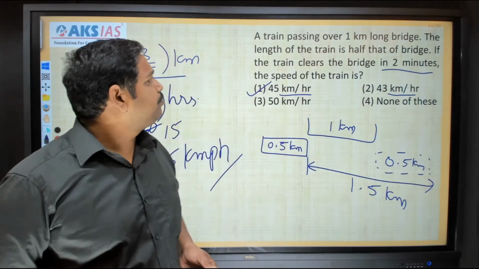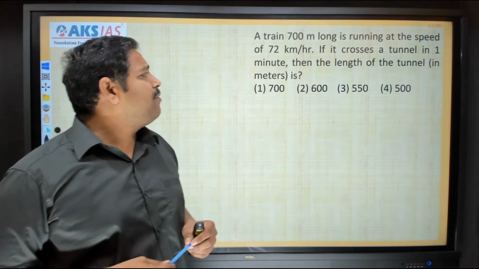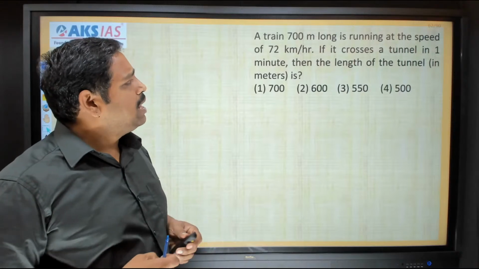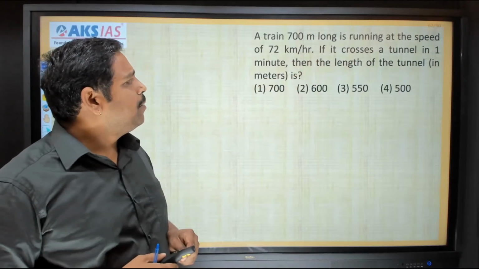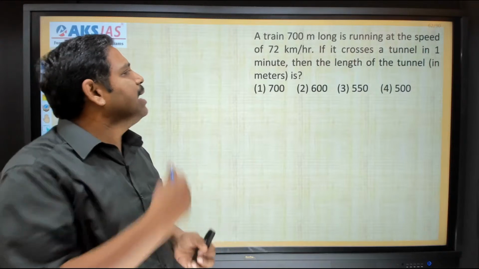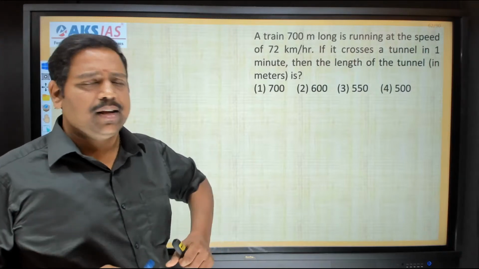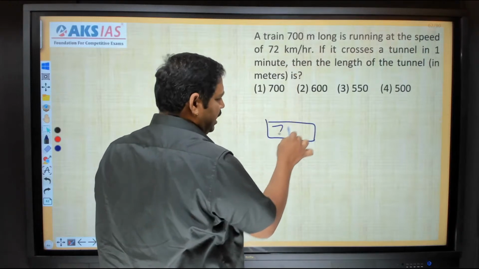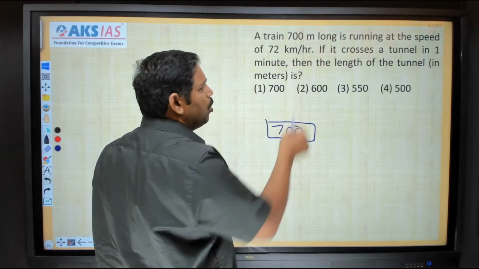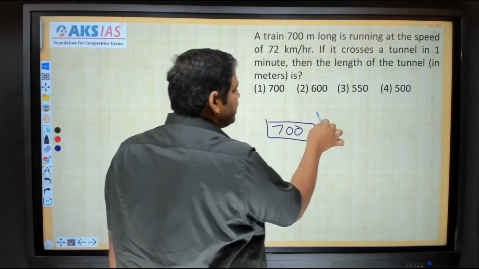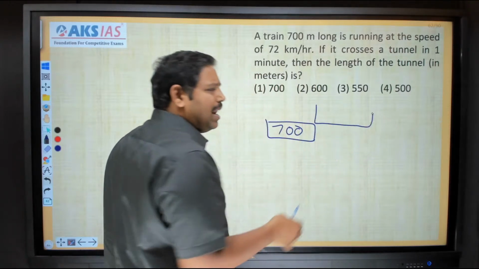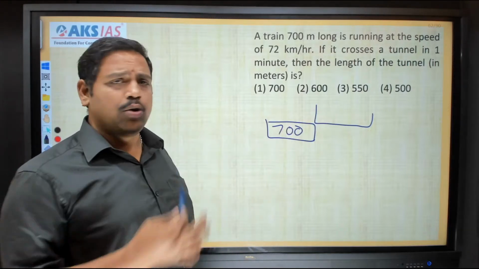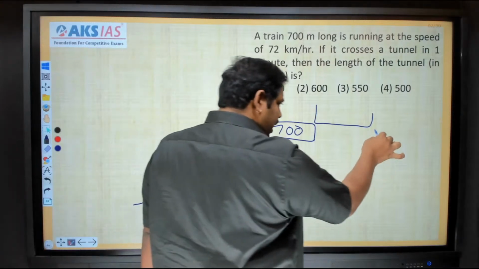A train 700 meters long is running at the speed of 72 kilometers per hour. If it crosses a tunnel in 1 minute, then the length of the tunnel in meters is. A beautiful question again. So this is my train. Its length is how much? 700 meters, right? And if you observe, it is crossing a tunnel. So according to me, a tunnel, a platform, a bridge, all are the same, right? So this is my tunnel. I don't know its length. Now the train emerged like this.